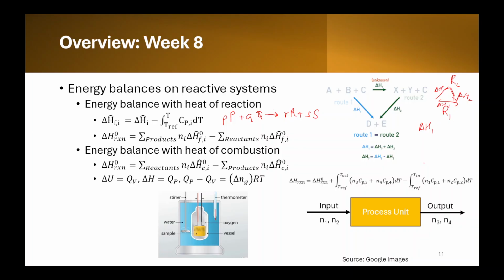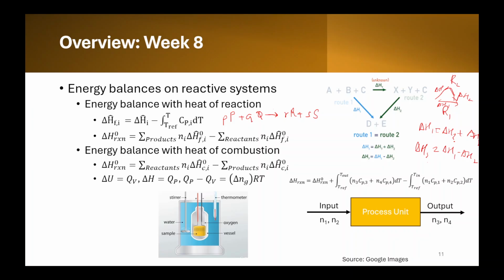So that basically tells us the law of heat summation. So delta H1 is basically delta H question mark plus delta H2. So you can find out this delta H question mark is equal to delta H1 minus delta H2. Okay.